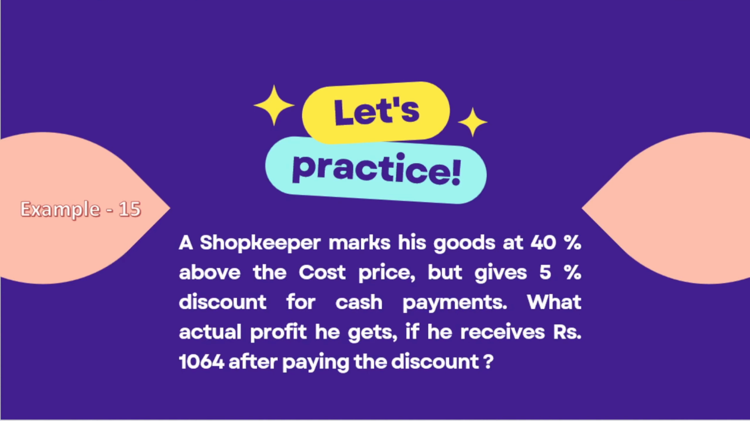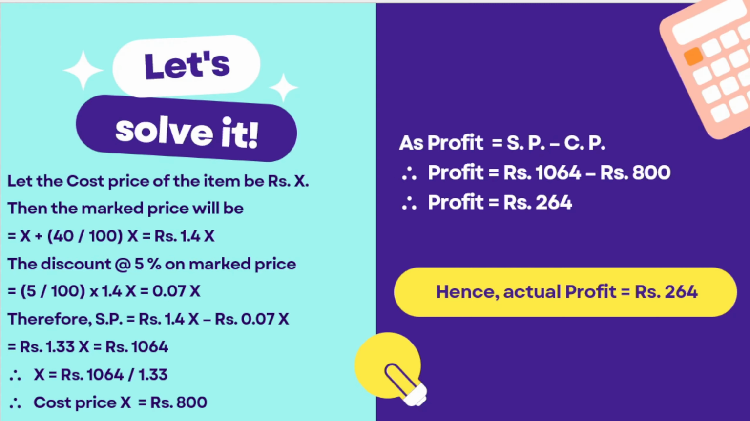It is given that a shopkeeper marks his goods at 40% above the cost price, but gives 5% discount for cash payments. We have to find the actual profit he gets if he receives rupees 1064 after paying the discount. Let us try to solve this example number 15. Solution to example 15. Let the cost price of the item be rupees x.